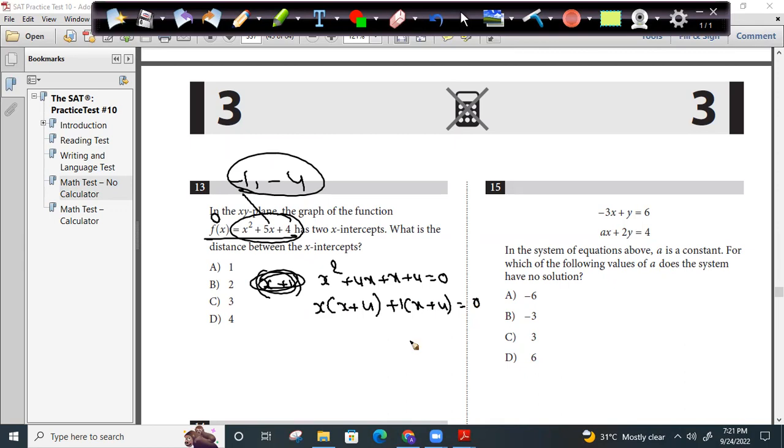x plus 4 is 0. So (x plus 1) into 0. (x plus 1)(x plus 4) is 0.